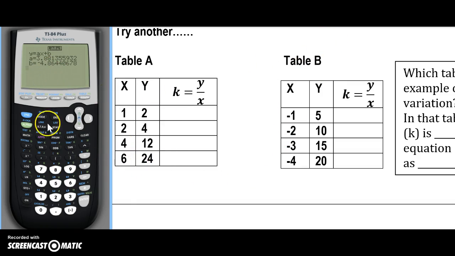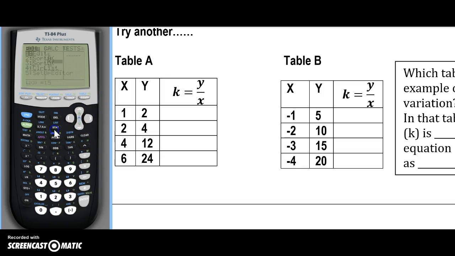Let's try table B. Go back to stat, enter, go over here. Remember, these are negative numbers, so you're gonna type in negative 1, negative 2, 3, negative 4. Go back up, go back to L2, which is where your Y values go. 5, 10, 15, and 20.